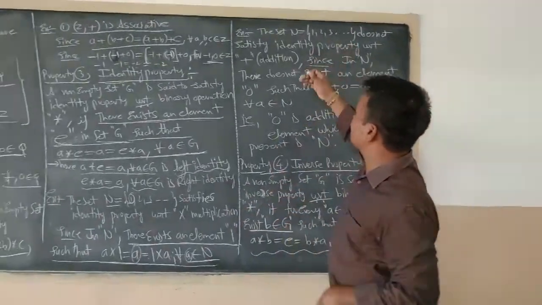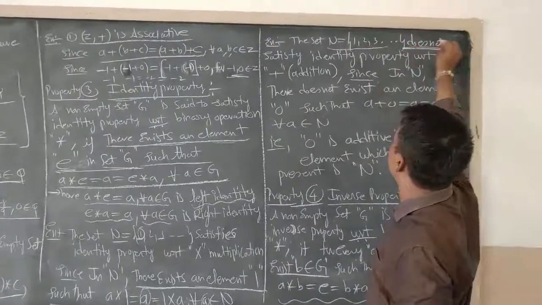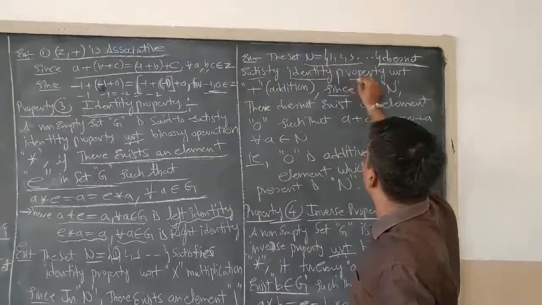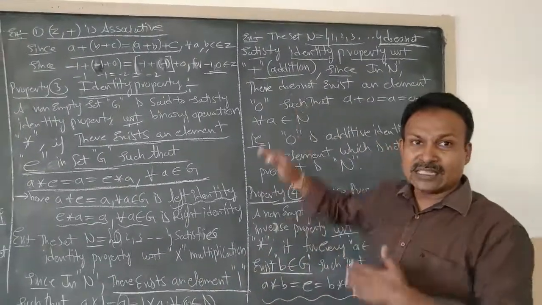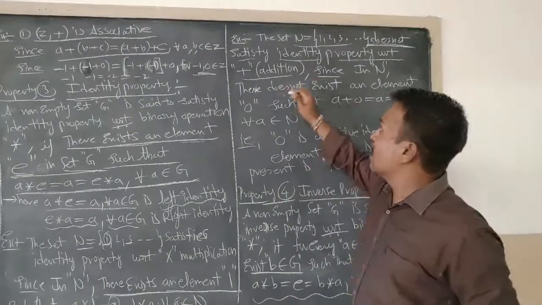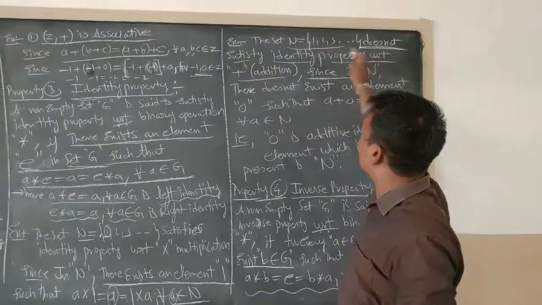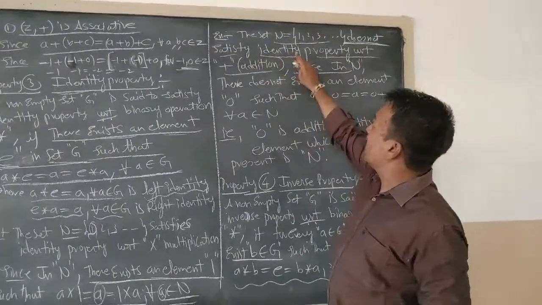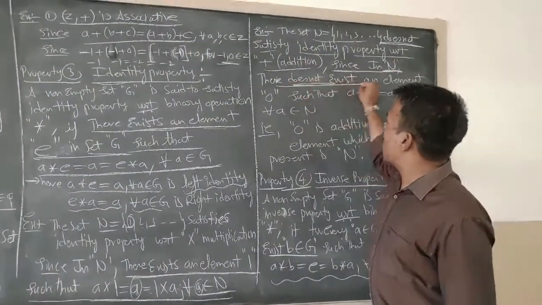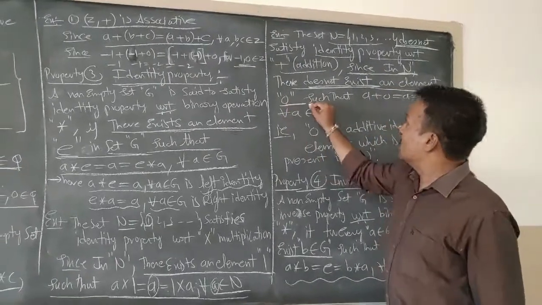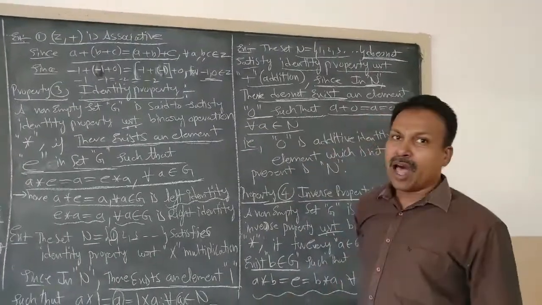Right. If I go for the next example, the same set, I have taken the same set of natural numbers 1, 2, 3 and so on, does not satisfy the identity property with respect to addition. In the first example, I have taken the operation into, and in the second example, I have taken the operation addition. In this example, I have concluded that the set of natural numbers does not satisfy the identity property with respect to addition, since in N there does not exist an element 0 such that A plus 0 is equal to A is equal to 0 plus A for every A belonging to N.